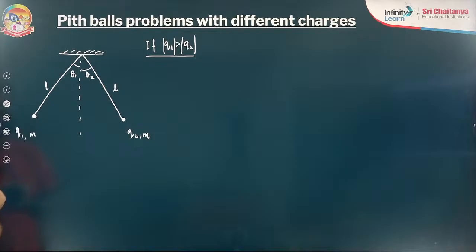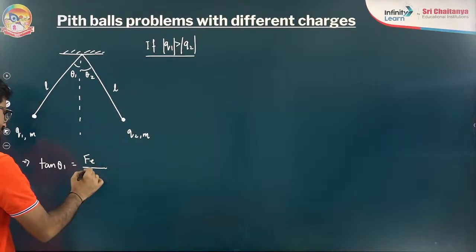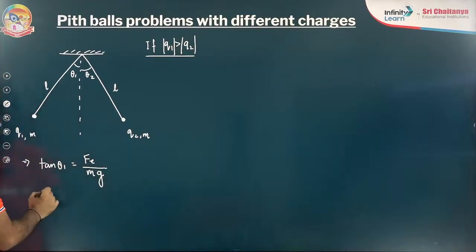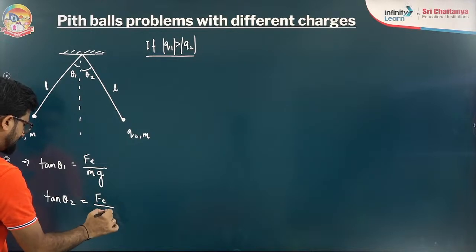Okay, now we have to understand it. Very simple. Suppose you want to write tan theta 1. What is tan theta 1? So tan theta 1, you will say, sir, Fe divided by mg. Similarly for tan theta 2 also you will say Fe divided by mg.